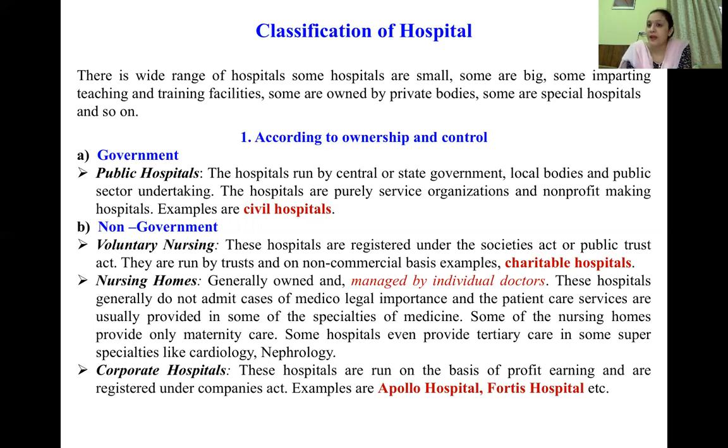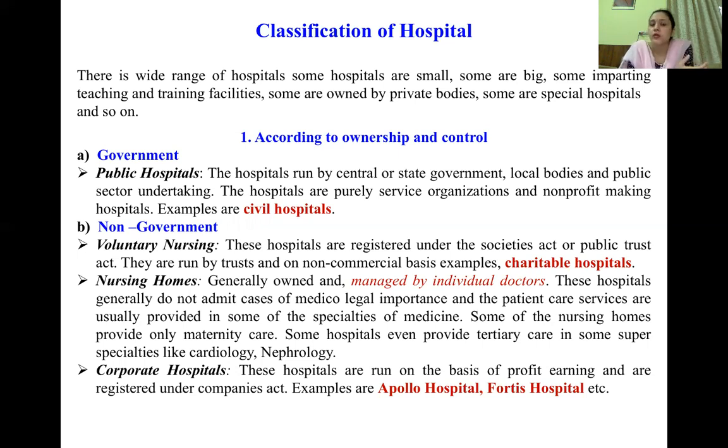So the first parameter, which is a very important parameter through which we can classify, is according to the ownership and control. Ownership is who owned the hospital, right? So there are two types of hospitals according to that. We can classify according to this ownership and control parameter. The first one is government hospital. Second one is non-government hospitals.